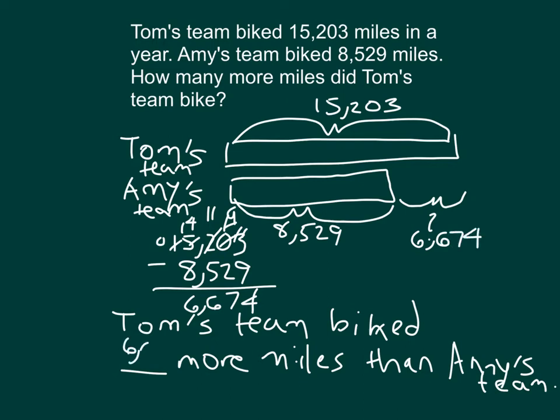So Tom's team biked 6,674 more miles than Amy's team. I could have added 6,674 to 8,529 to check my answer. I also could round each of these. This is about 15,000. Amy's is about 9,000, and 15,000 minus 9,000 is 6,000, which was about my missing part. So my answer is reasonable.